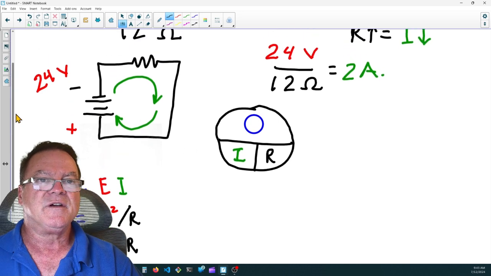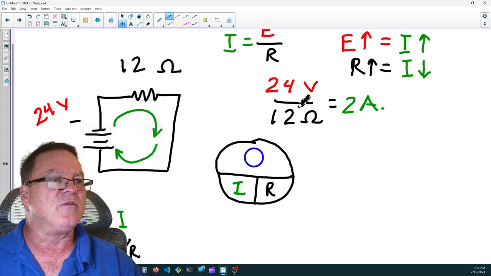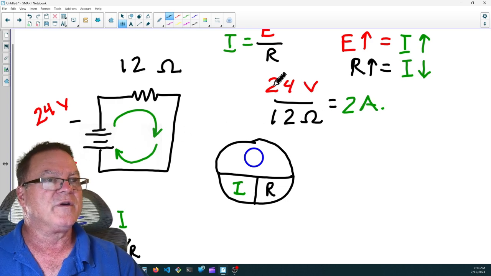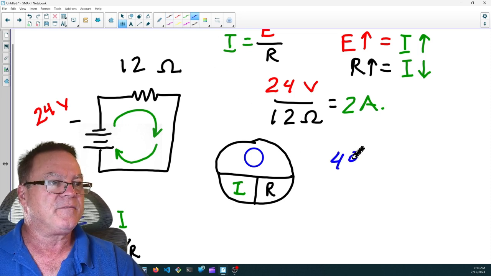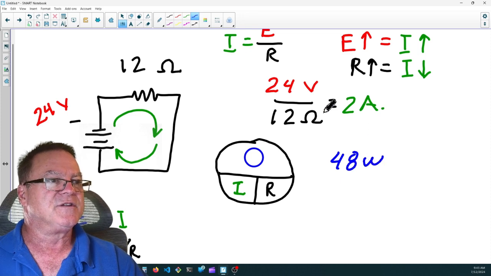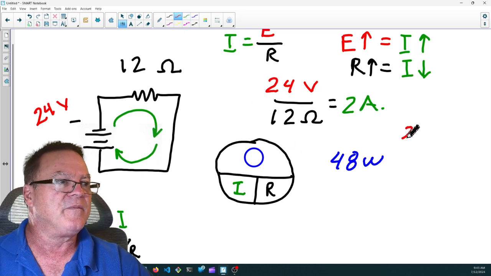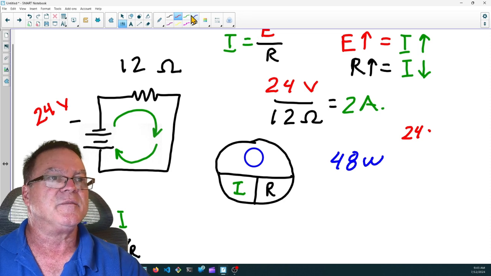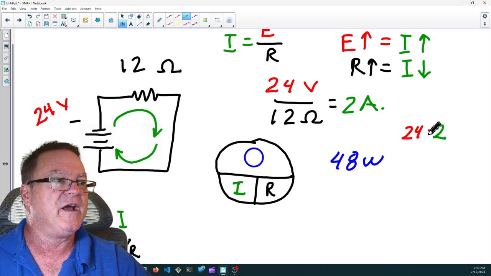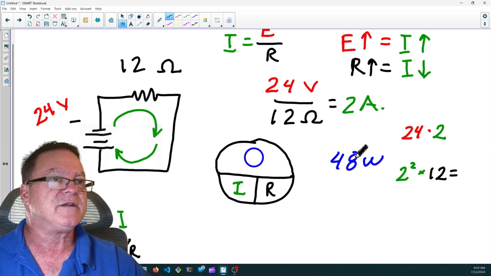So in this scenario that we had before, I could say 24 times 2 amps equals 48 watts. 48 watts of power. I can say I squared times R. So 2 squared times the resistance of 12 ohms. So 2 squared is 4, and 4 times 12 is 48.